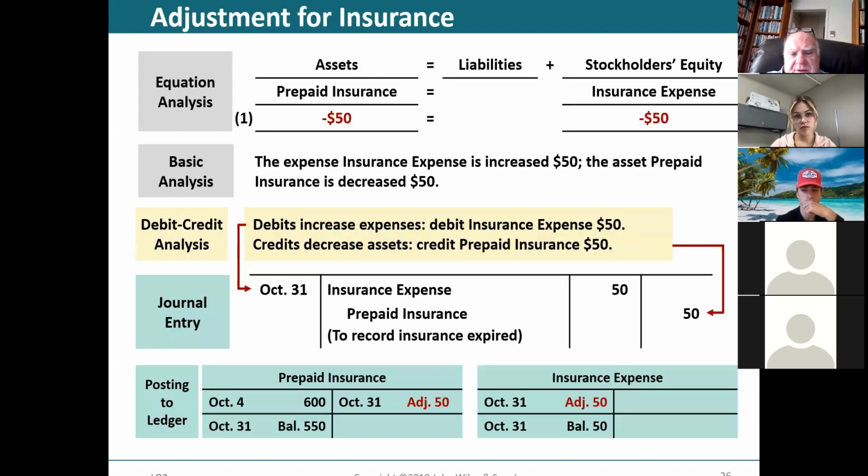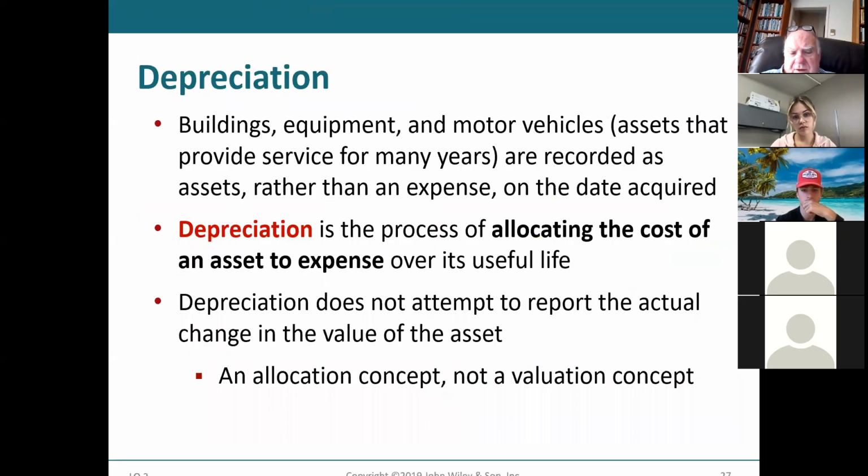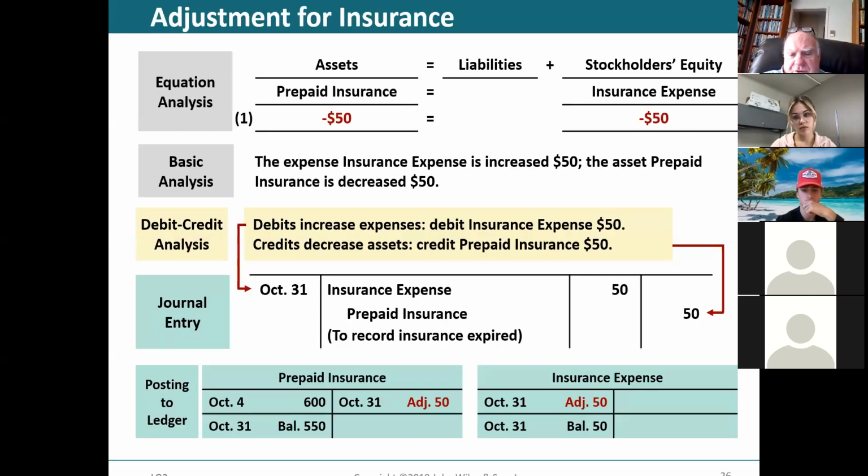And here it is in some detail. Look at your T account. We debit insurance expense. We credit prepaid insurance. That means at the end of the month, the balance of prepaid insurance has dropped to $550. At the end of next month, it's going to go down to $500, etc.